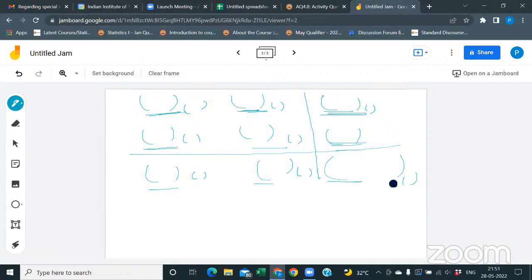See, what is the meaning of association? First, this thing should be clear to you. So can you tell me what do you understand by the meaning of association?